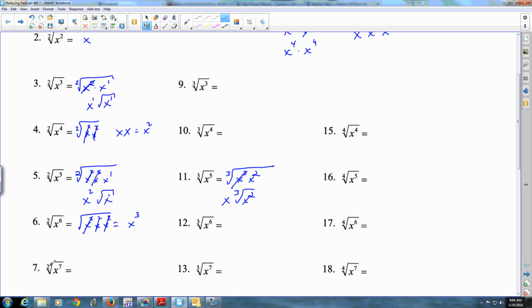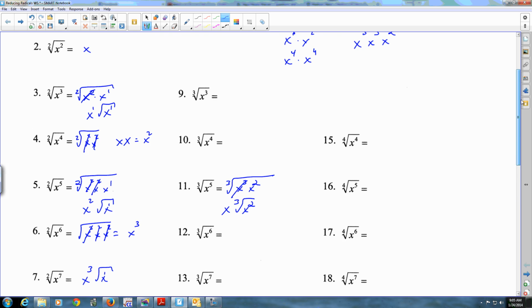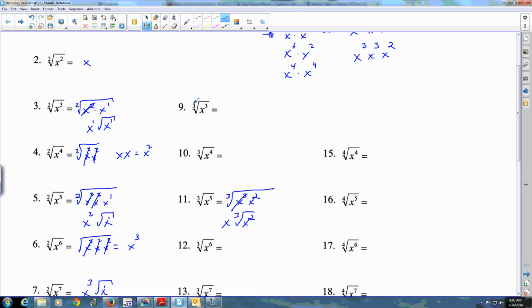Okay, so let's try it fresh. 2 goes into 7 3 times with the remainder of 1. So that's the exponent on what stays inside. Let's see, are there more here? Yep. 2 goes into 8 4 times, so your answer is x to the 4th. There's no remainder, so there's nothing left in the root. We can try that idea over here. The power matches the root, so it's just going to pop out as x.